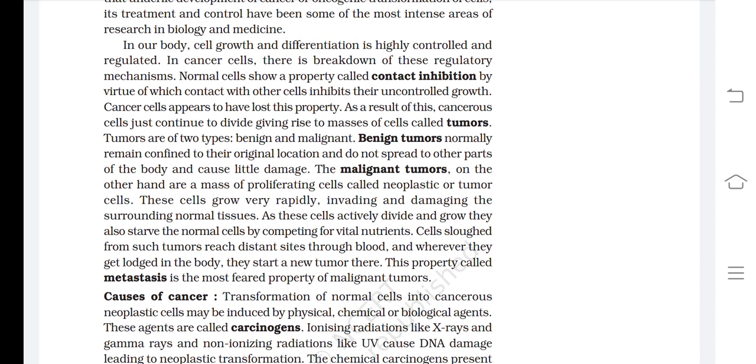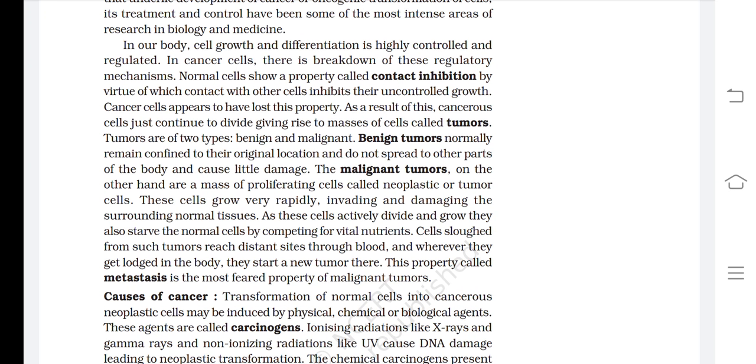Tumors are of two types, benign and malignant. Benign tumors normally remain confined to their original location and do not spread to other parts of the body and cause little damage. The malignant tumors, on the other hand, are a mass of proliferating cells called neoplastic or tumor cells. These cells grow very rapidly, invading and damaging the surrounding normal tissues.